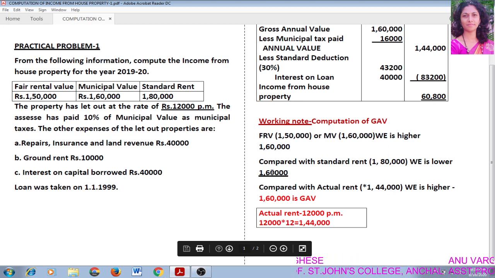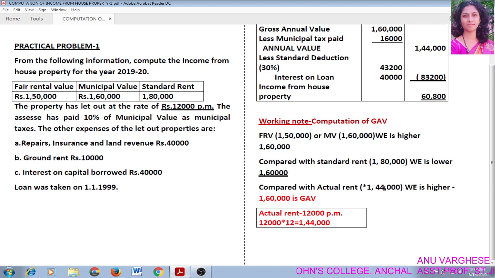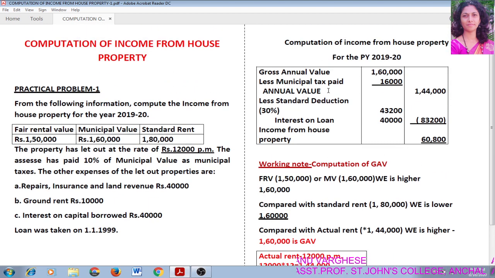So you can compare this figure with the actual rent 1,44,000, whichever is higher. 1,60,000 is higher. So this is the gross annual value. So you can write in the inner column, gross annual value is rupees 1,60,000.